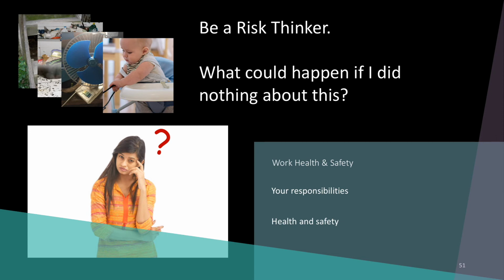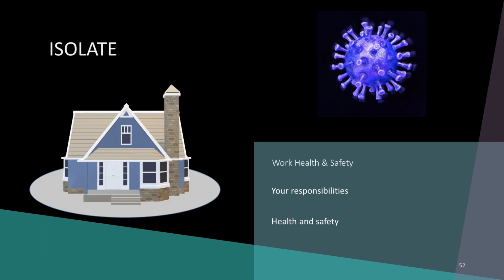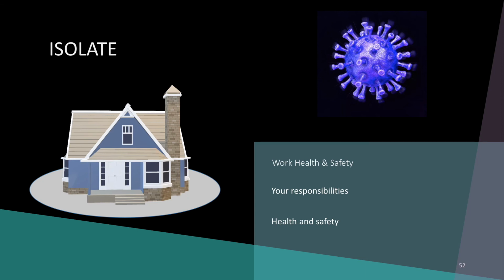Okay, to be a risk thinker, that's what we've got to be in our environment. We see all these things, babies and fans and rats, and we've got to think to ourselves, what could happen if I did nothing about this? Remember, it's your responsibility to do something. So here's some strategies of what to do about hazards that you see. The first thing to do is isolate people from the risk. And we know all about this when there's nasty viruses around, don't we?